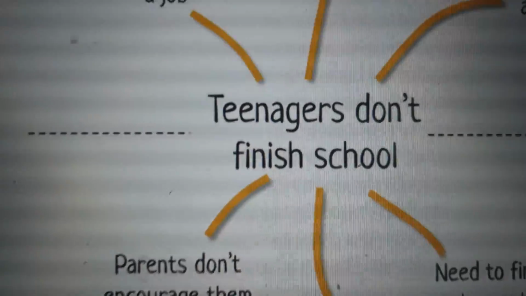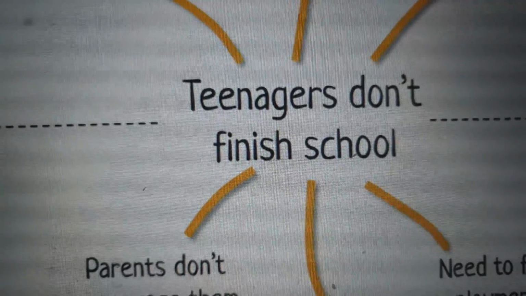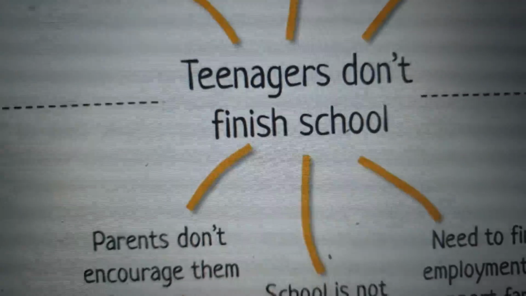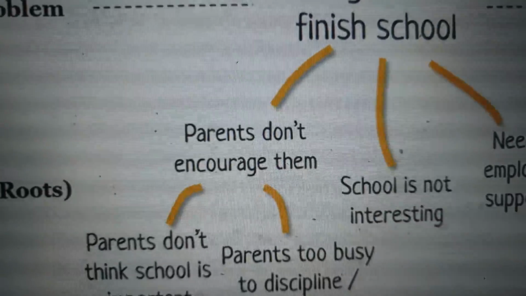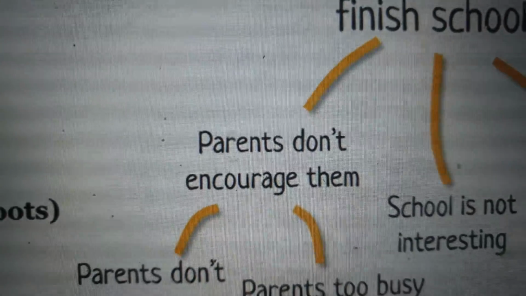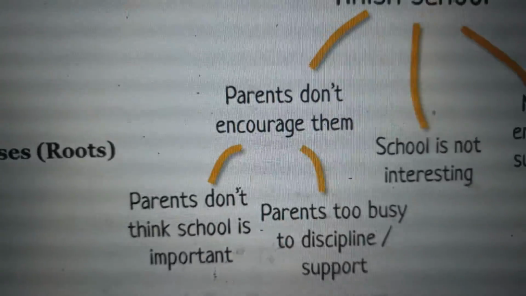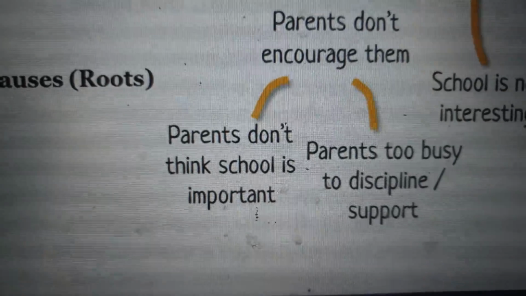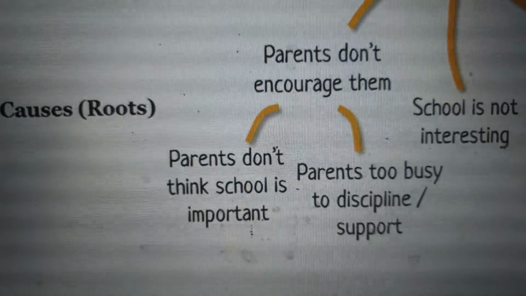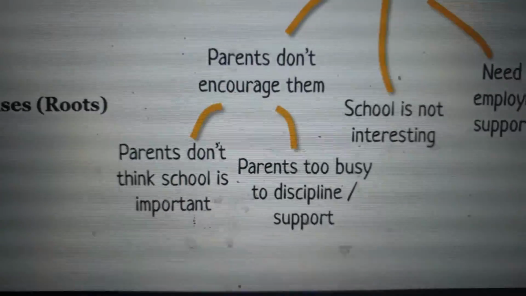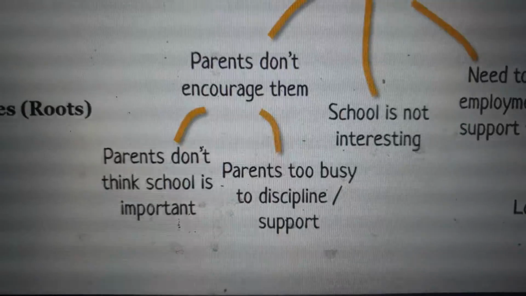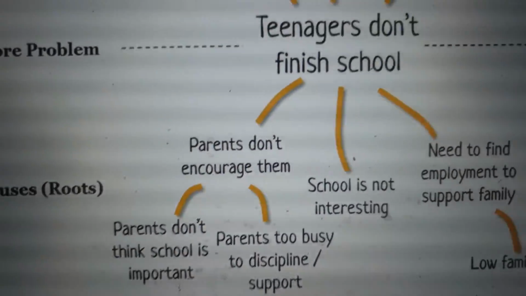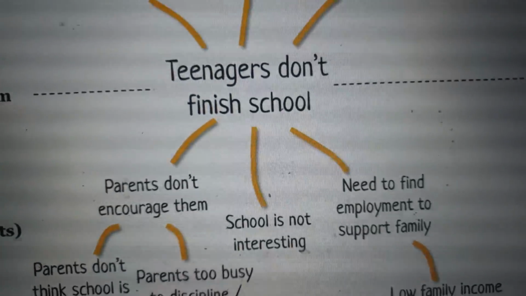Teenagers don't finish school. That is a problem, a core problem, but we want to address it. So we start going down. Why? Parents don't encourage them. That's one route. And why don't parents encourage them? Parents don't think school is important. Yes, there are some areas in Kenya here where parents don't think so. Or parents are too busy to discipline and support the children. Therefore, teenagers don't finish school.